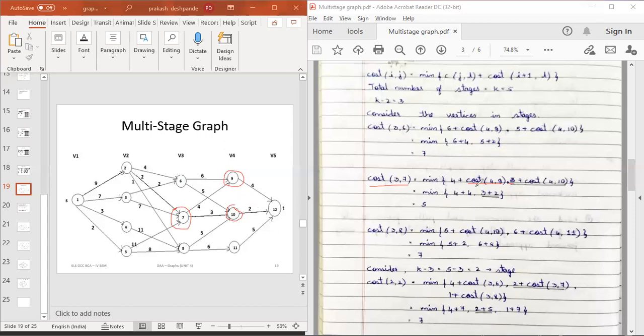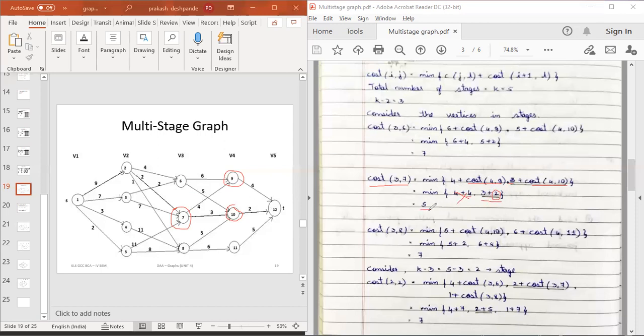Okay, then the next, if you substitute the values, 4 plus cost of 4,9. From 4,9, from here to here the cost is 4. So I can substitute it as 4. Then the cost of 4,10. 4,10 means stage 4 vertex 10. From here to the destination the cost is 2. So I can substitute this value as 2 here. Now the minimum between these two is definitely this one. 4 plus 4 will produce a 8, so we will not consider this one. Rather, we will consider this particular path, that is 3 plus 2, which will give us a 5 value.